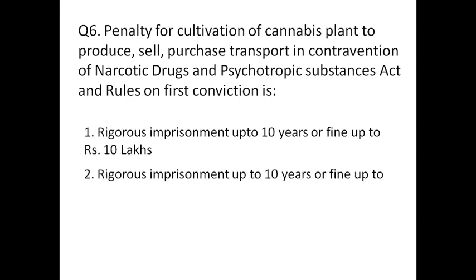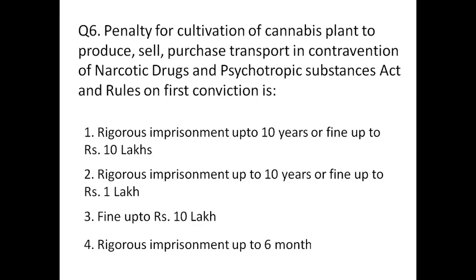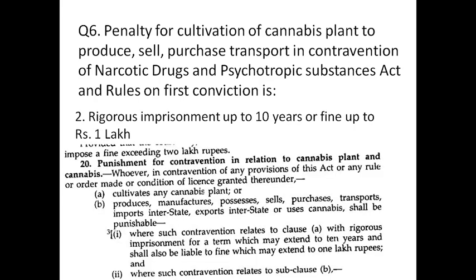Question number 6. Penalty for cultivation of cannabis plant to produce, sell, purchase, transport in contravention of Narcotic Drugs and Psychotropic Substances Act and rules on first conviction is: 1. Rigorous imprisonment up to 10 years or fine up to Rs 10 lakhs. 2. Rigorous imprisonment up to 10 years or fine up to Rs 1 lakh, 3. or fine up to Rs 10 lakh, 4. or rigorous imprisonment up to 6 months. The right answer is rigorous imprisonment up to 10 years or fine up to Rs 1 lakh. This is the screenshot of the Narcotic Drugs and Psychotropic Substances Act.